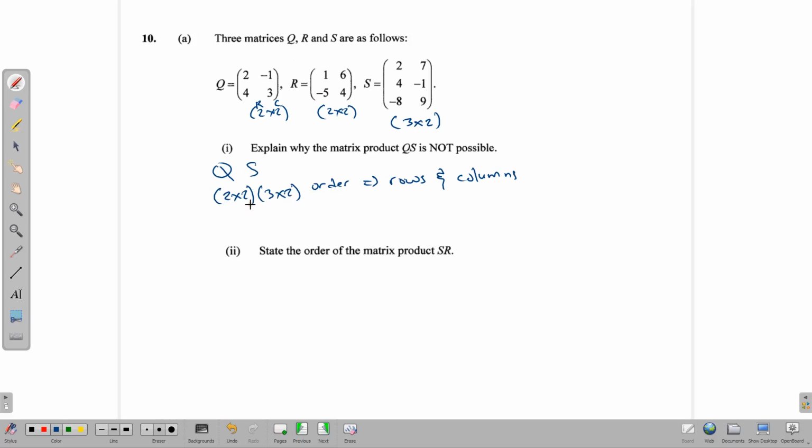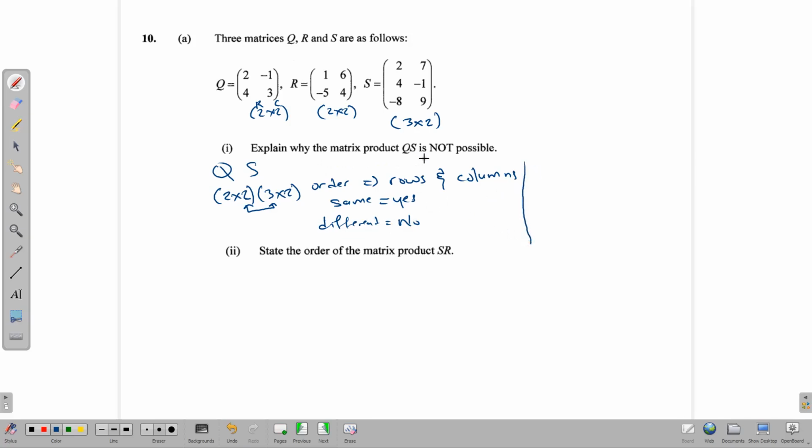So what we do to check if they can be multiplied is that we look here on the inside at these two numbers. And if these two numbers are the same, then it means that they can be multiplied together. And if they're not the same, they can't be multiplied together. So once you check these two, if they are the same, they can be multiplied. So same is yes, and different is no.